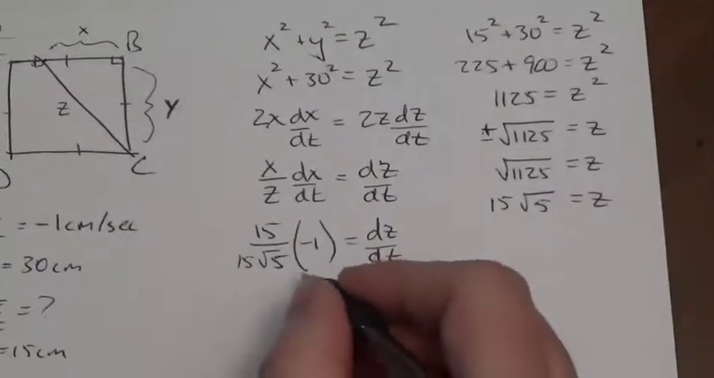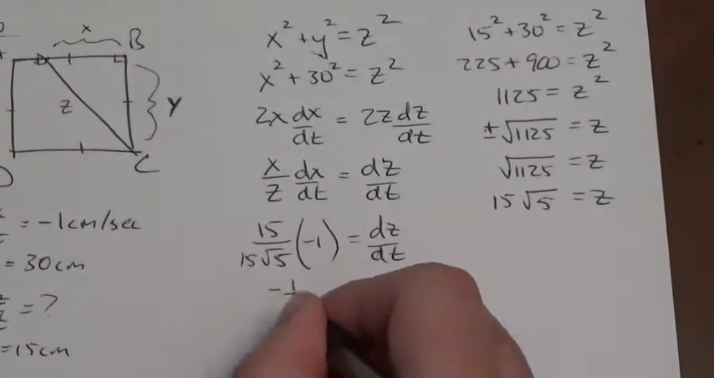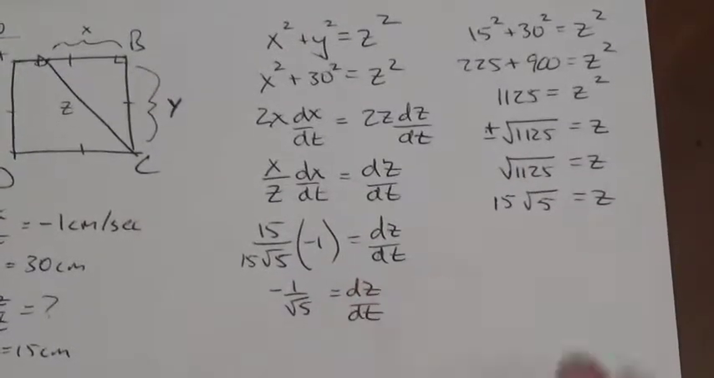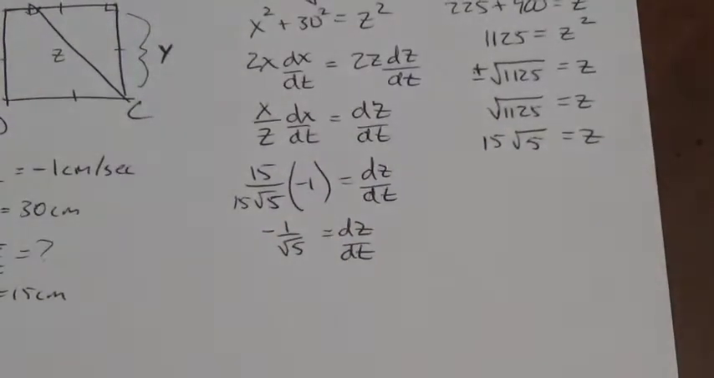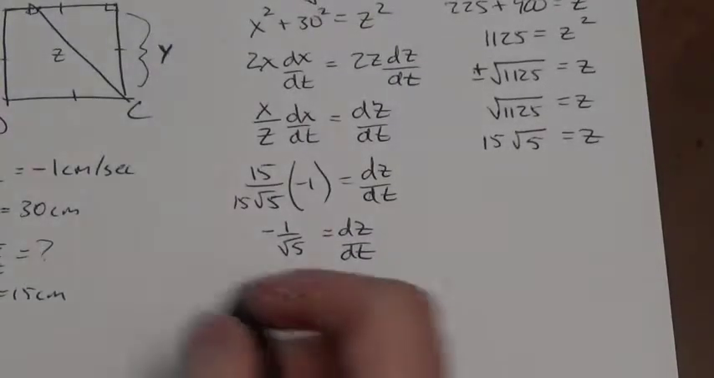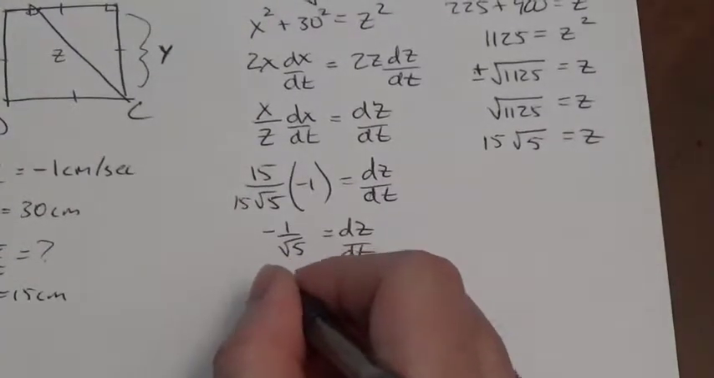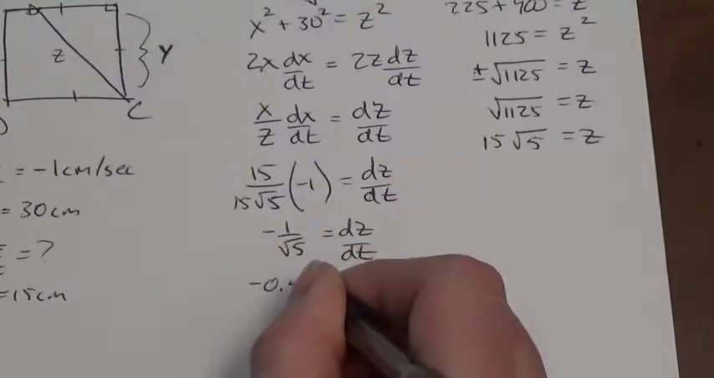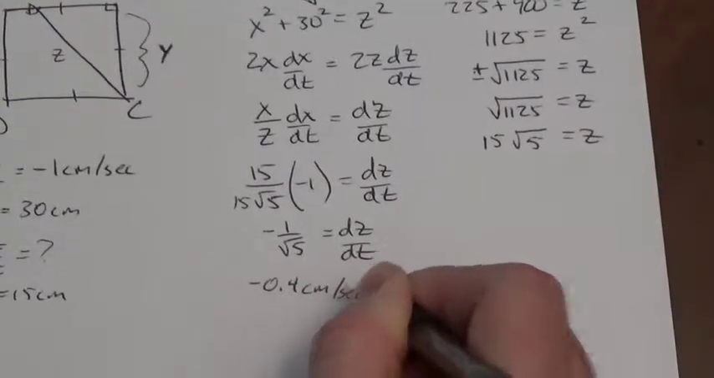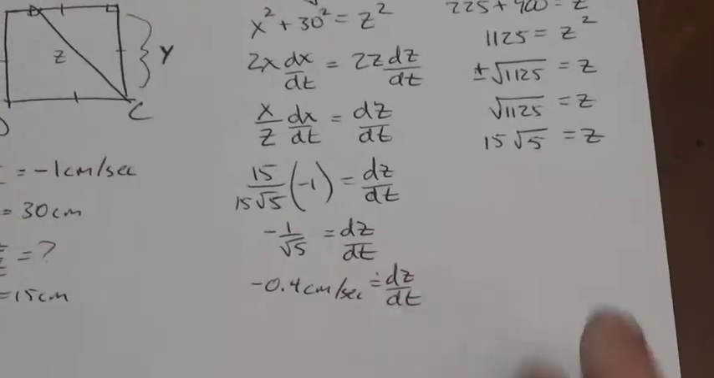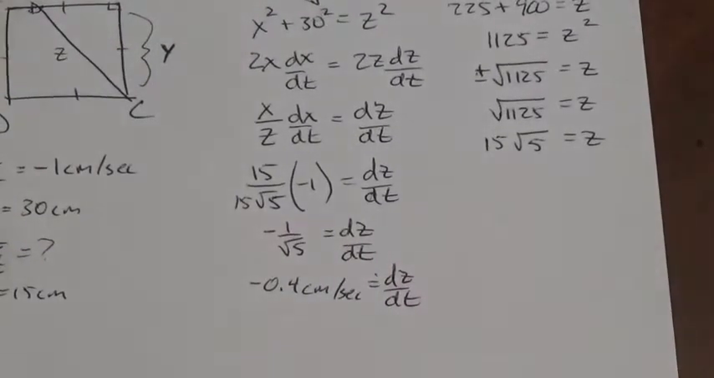So I come over here, I get 15 root 5. Well, I can see right away the 15's cancel. This actually reduces down to a beautiful negative 1 over root 5 equals dz by dt. Except that doesn't actually communicate a value to me that I can get my head wrapped around. So I'm going to just create the decimal value here. So dz by dt is going to be approximately negative 0.4 centimeters per second. Now that's approximately how fast z is changing. Okay, and there you go.